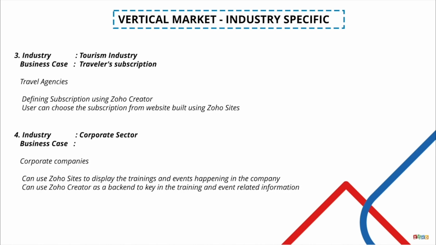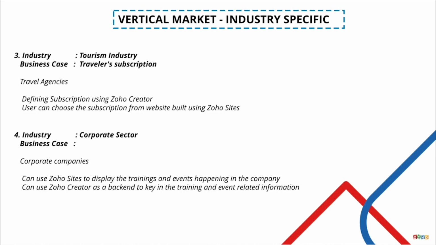So coming to the corporate sector, where they will be conducting a lot of events and trainings, all the training and event related information can be displayed in Zoho Sites. Zoho Creator can handle the processes like automating the registrations, handling the cancellations, and in case there is any reminder to be sent, it can be automated, and depending on the number of tickets, if there are any discounts to be given, all these kinds of processes can be handled by Zoho Creator in the backend.